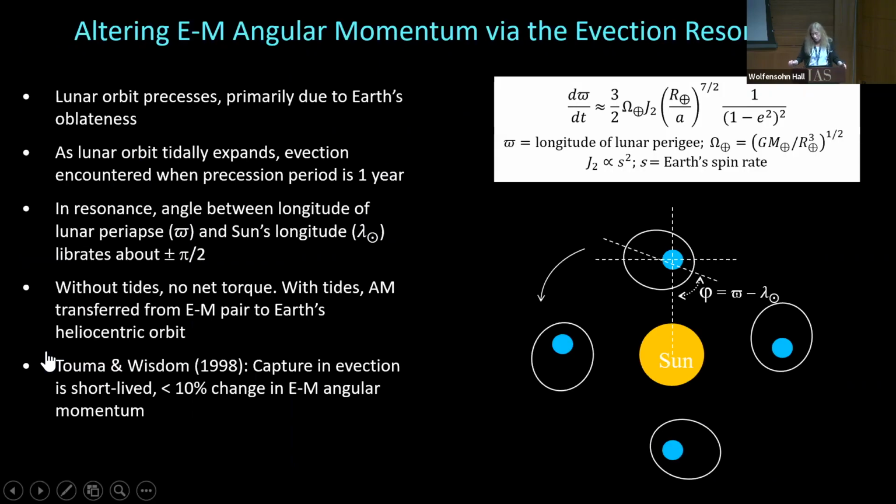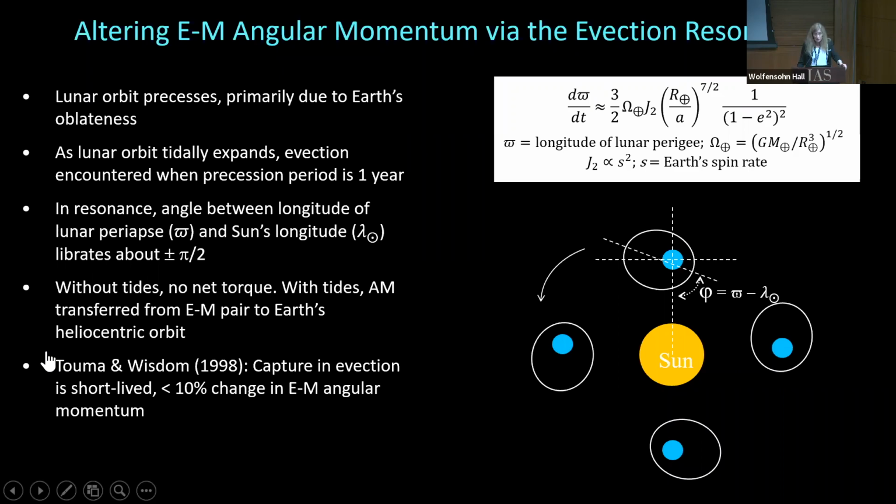So I'm going to spend the last portion of the talk describing a mechanism that may be capable of removing that angular momentum excess to make a high angular momentum impact like this consistent with the Earth-Moon we have today. And this is an Earth-Moon-Sun resonance known as evection. So the moon's orbit precesses, of course. This is apsidal precession, primarily due to the Earth's oblateness, its J2, due to its spin. As the moon's orbit expanded after it formed, the precession period lengthens, and evection occurs when that period is 1 year, so when it's commensurate with the Earth's orbital period around the sun.